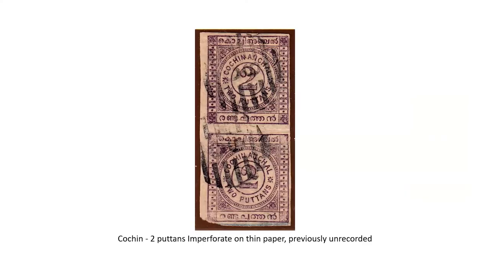Next, we come to Cochin state. This happens to be the Tuputhan vertical pair, and it's completely imperforate. It's not yet recorded in any catalog.